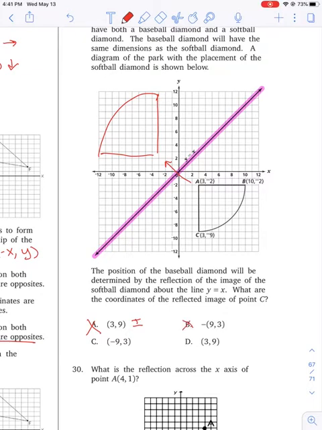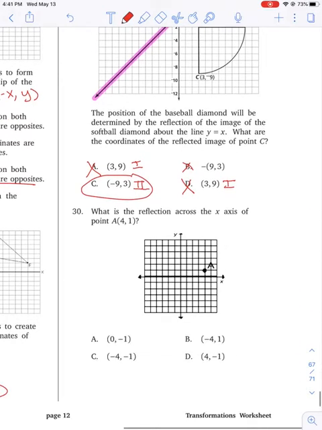B doesn't look correct because you don't say coordinates like that with the negative on the outside. C seems reasonable. That would be in quadrant 2. So I think it could be C. And then D is in quadrant 1 again. So without really even knowing how to do this reflection, you can say that it's C just based on being reasonable.